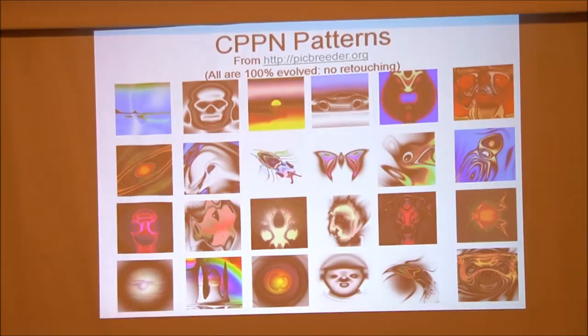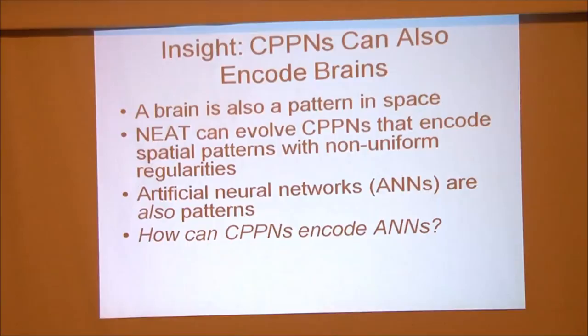If I have a generic pattern generator, which is what I have, and if I can generate interesting patterns in space, then I can generate patterns of any type. So I should be able to use these principles to generate brain-like patterns. So we'd evolve CPPNs that encode space, that encode neural networks, basically, that have these non-uniform types of regularities. And so how can that be done?